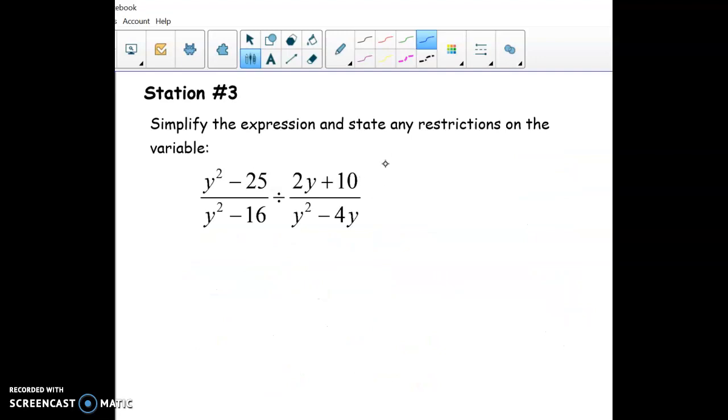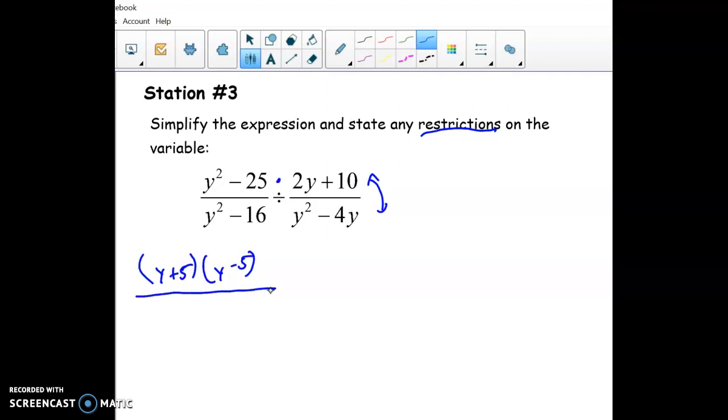Okay, division one. Trickiest part here is restrictions, but pause the video, give this one a shot. All right, so basically this is going to become a multiply question, but I'm going to have to multiply by the reciprocal. Okay, and so to save a little bit of writing, I'm going to do this all in one step, but I'm going to factor the y squared minus 25, so it's y plus 5 over y minus 5.